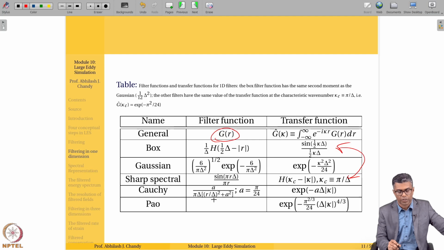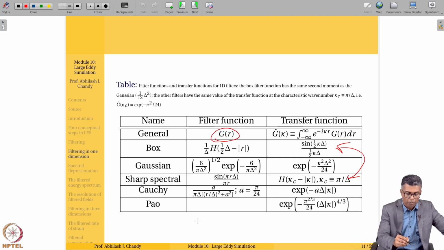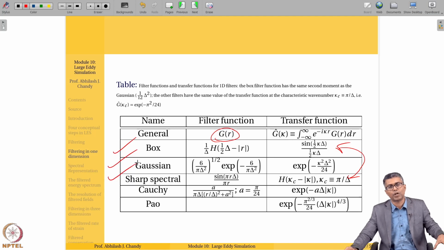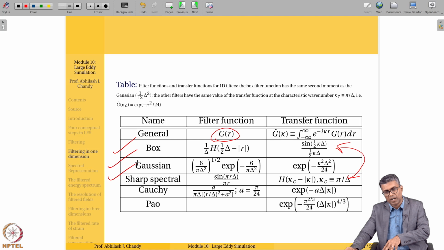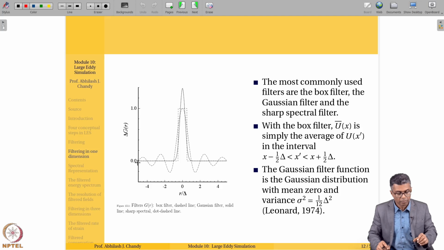Then you have a Cauchy filter, which is not used as often. So you will have a over this function here, and the transfer function is an exponential function. Then you have a power filter, which is only applied in spectral space, and it does not have an equivalent filter function. So these are some examples of filter functions. The most commonly used are the box filter, Gaussian filter, and the sharp spectral filter. So these 3 are the most commonly used. And depending on whether you want to use it in physical space versus wave number space, you use one of these.